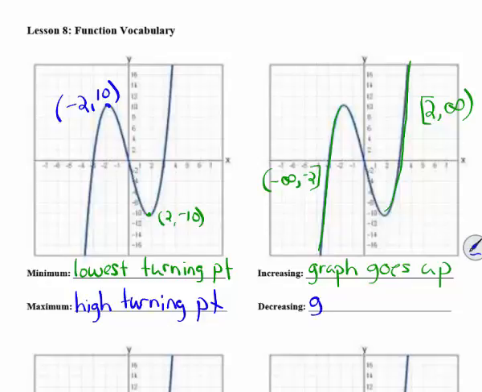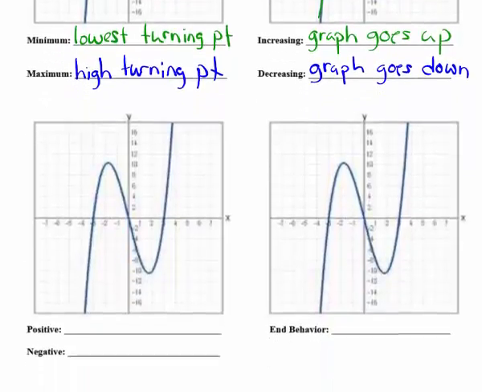Decreasing is when the graph goes down. So here, that's going to be from that part of the graph. In interval notation, that's going to be from -2 to 2. All right, so again, I'm trying to use my colors. You use colored pencils or highlighters, whatever's going to work for you. All right, some more vocabulary.